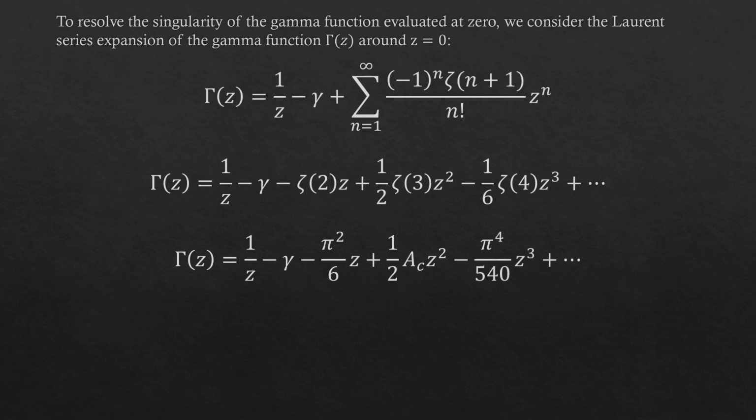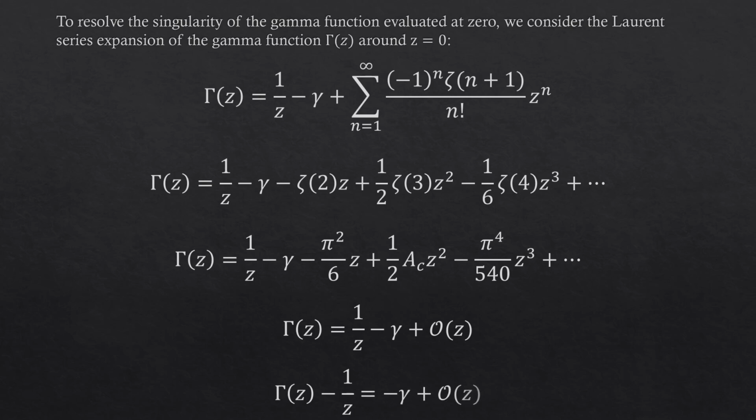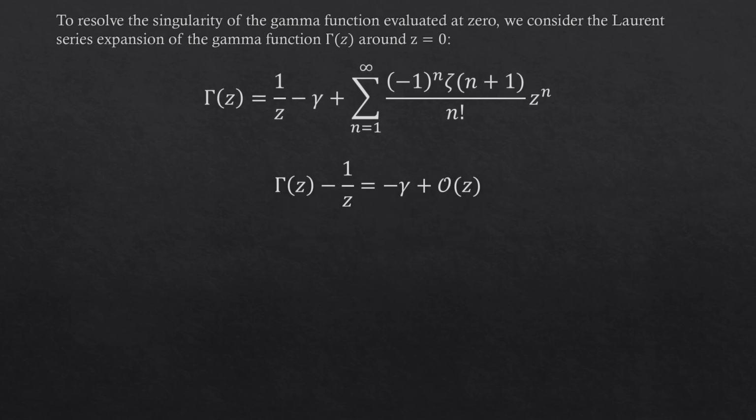This evaluates to 1 over z minus gamma minus pi squared over 6 times z plus 1 over 2 times Apéry's constant times z squared minus pi to the 4th over 540 times z cubed plus etc. Let's contain all orders of z and higher in big O notation. We can then subtract the divergent part from the gamma function of z to yield the following. Now we take the limit as z approaches 0.